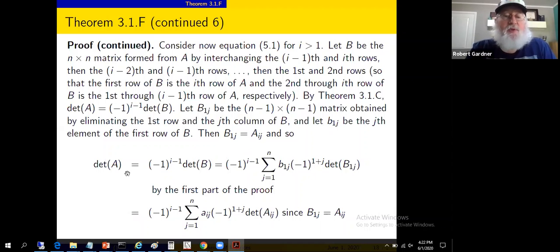Okay, so if we take the determinant of A, we already observed that thing about the row interchanges. That's -1 to the i minus 1 times the determinant of B.